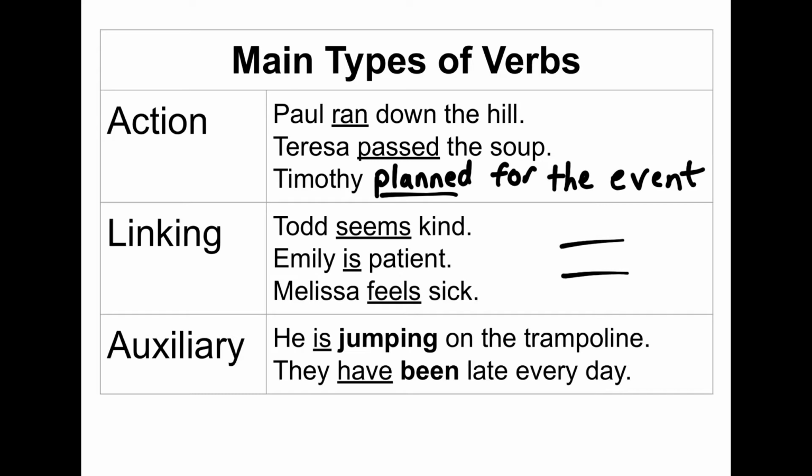And the final one is an auxiliary or helping verb. These will never go solo. They're always attached to a main verb, and they add some extra context about time or possibility or the meaning. They can go both with action and linking verbs. For example, he is jumping on the trampoline. Is a helping verb for the action verb jumping. And they have been late every day. Been there is a linking verb, and have is a helping verb.